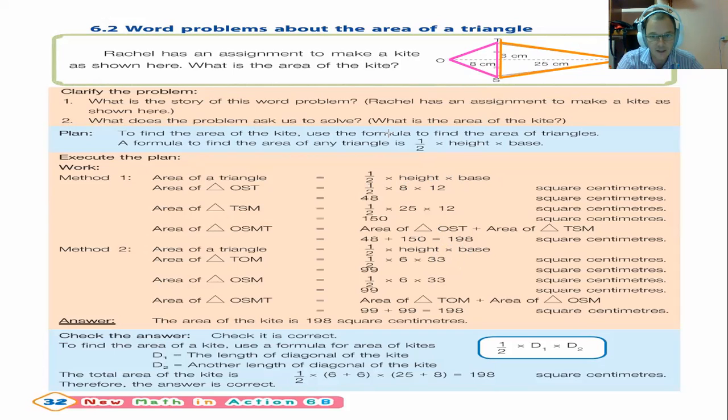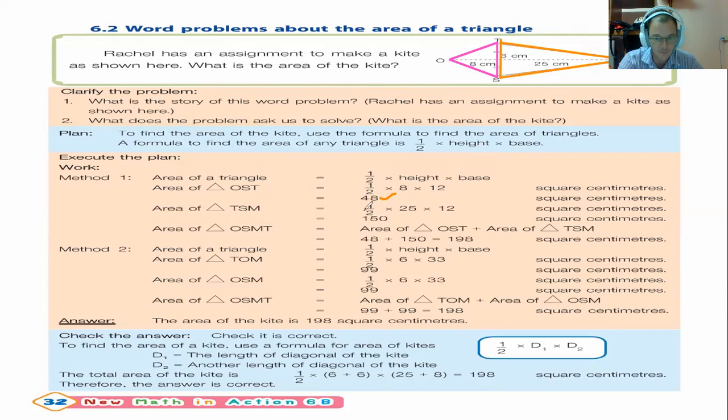Okay. So OST, half times height. Now the height they give us here is 8 centimeters. And the base they give us here is 12 centimeters. How do we know the base is 12 centimeters? Because they inform us one side is 6 centimeters, the other side must also be 6 centimeters. So it's going to add up to 12. So if you do that, half times 8 times 12, going to be 4 times 12 equals 48.